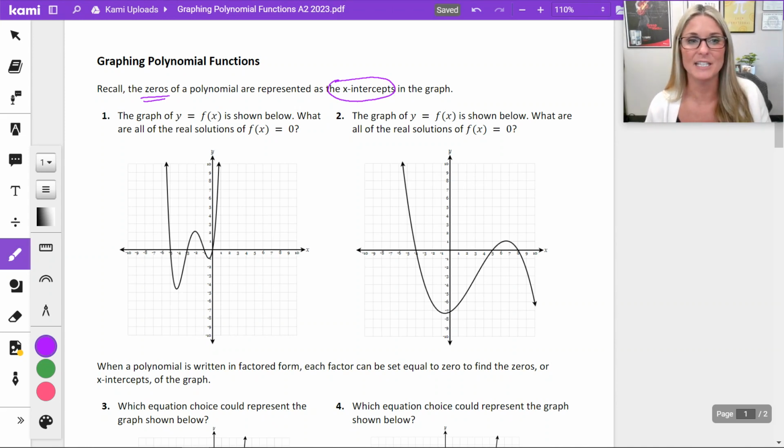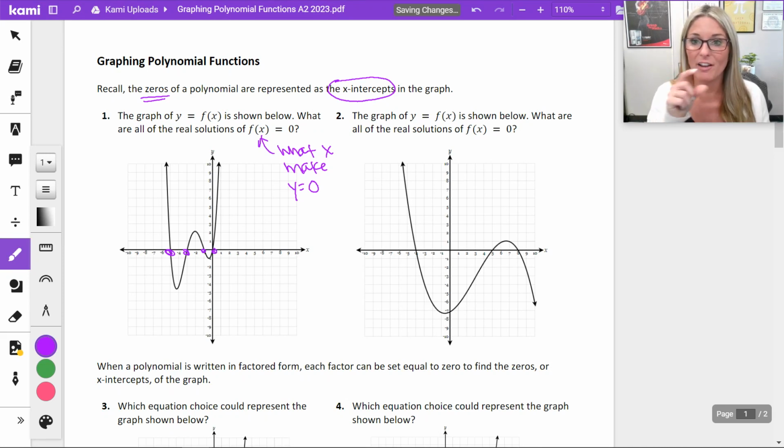So in number 1, it says the graph of y equals f of x is shown below. What are all of the real solutions of f of x equals 0? In other words, what x values make y equal to 0? So when I go to my graph, we have 1, 2, 3, 4 places where the x value creates a y of 0. We have at -5, -3, -1, and at 0. There are 4 places where the x value makes y equal 0, and those are the real solutions for that graph.